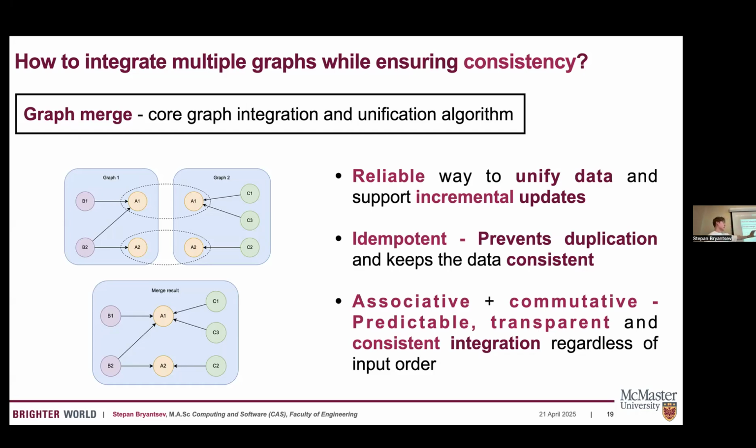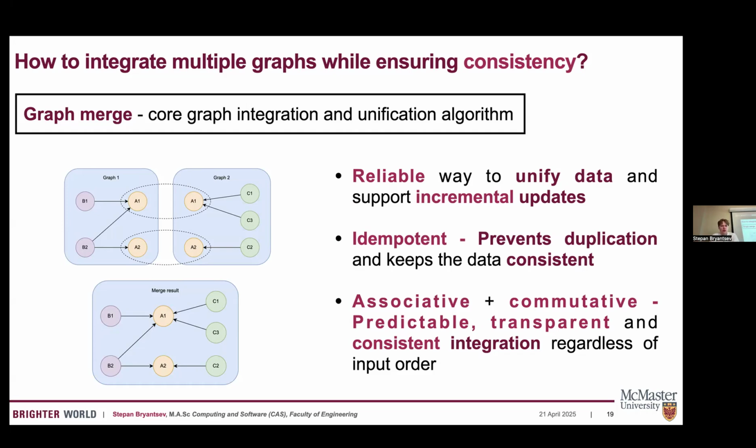Imagine you have two graphs and they provide you nodes of the same type. Basically, they provide you equivalent data. And in the result graph, you will simply merge the equivalent data. This is how the graph merge concept works. So this allows you to simply integrate and unify multiple graphs. And here is why it's beneficial.